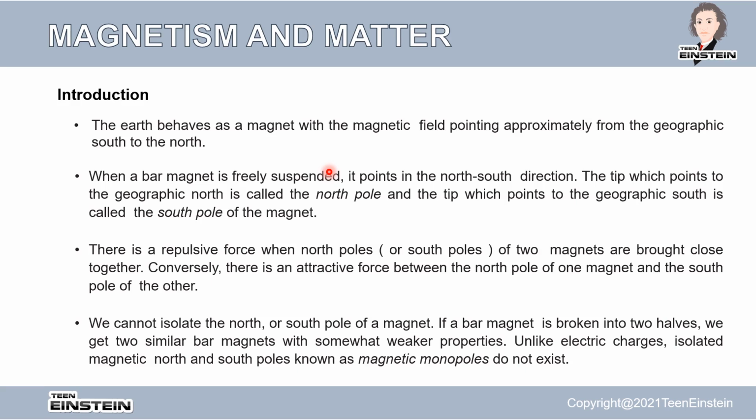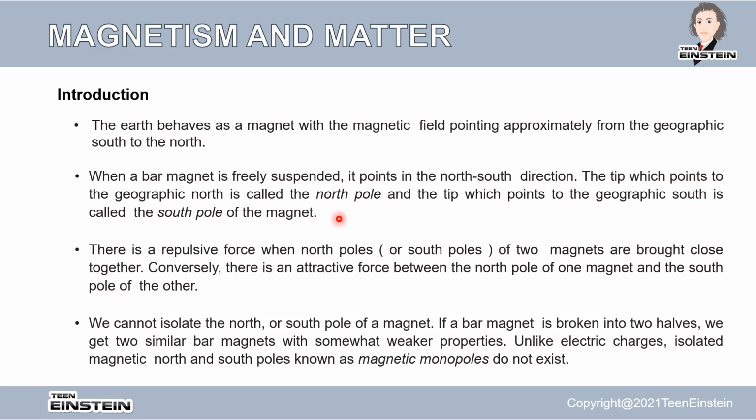So the earth itself behaves as a very big magnet with a magnetic field pointing approximately from the geographic south to the north. When a bar magnet is freely suspended, it points in the north-south direction. This we already know: when you suspend a bar magnet in a thread, if you freely suspend it, it always points towards north to south. And this principle is used in the magnetic compass when you're traveling in the ocean, and if you don't know the direction, then you can use a compass to find what is the north.